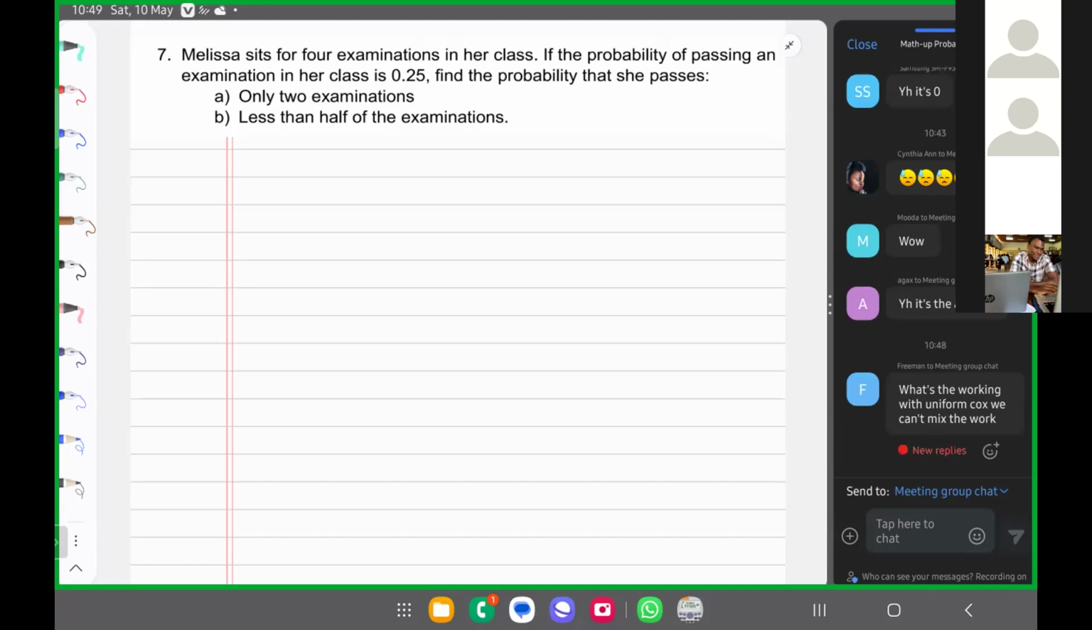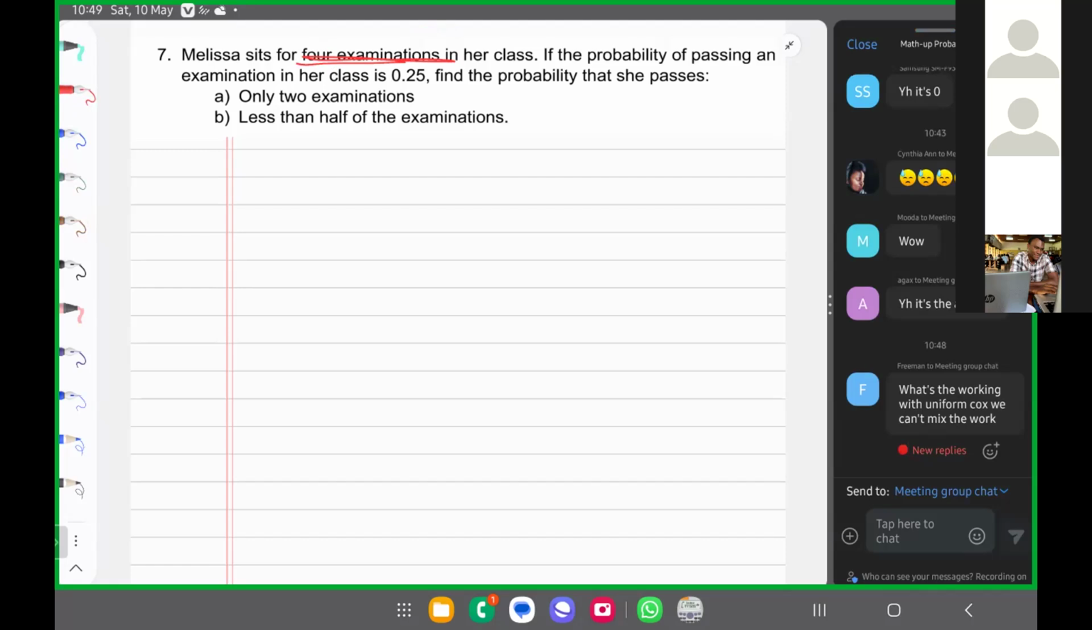Then we see that the event is being carried out a repeated number of times, because she's sitting for the exam. She's sitting 4 exams. So it's like the event is repeated, and the number of times it's occurring is less than 20. So we shall clearly use the binomial distribution.